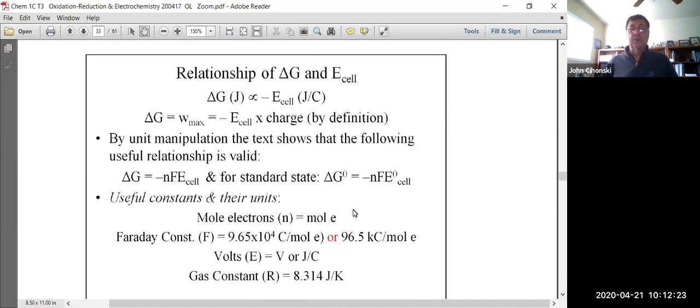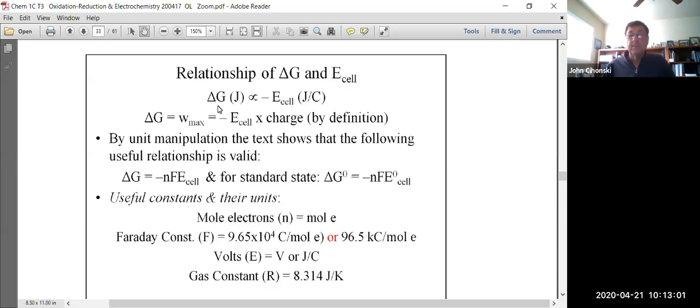Now, just to get us started, let's look at the relationship between free energy, or change in free energy, for a reaction, a cell, anything, versus the voltage. Well, they need to be related somehow, because if we can talk about the delta G being spontaneous or non-spontaneous, and we've talked about the voltage of the cell being related to its spontaneity, there's got to be some relationship.